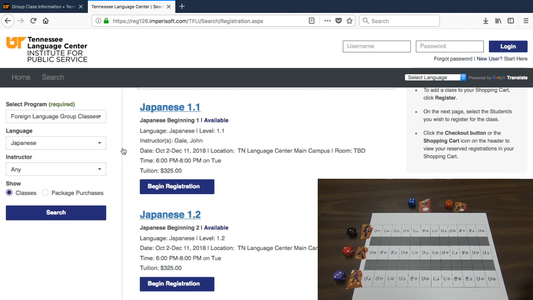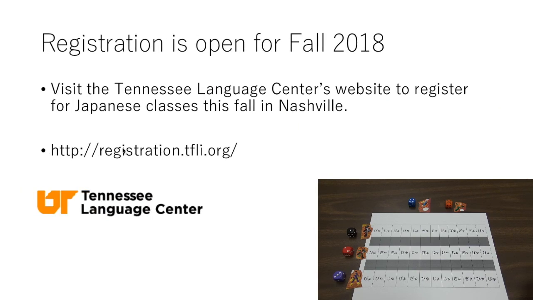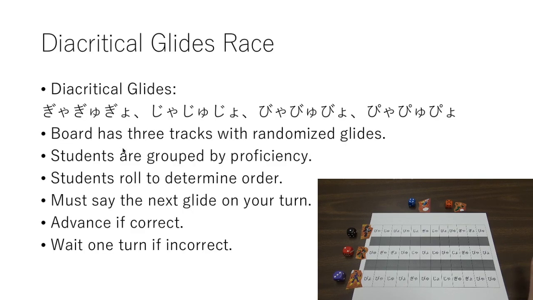And what do you get when you register for one of our classes? Well, you get to play the fun games I design, like the Diacritical Glides Race that I've got right here. Now, what are diacritical glides? This sounds like gya gyu gyo, ja ju jo, bya byu byo, pya pyu pyo. That's what I mean by diacritical glides. And we just learned these this past week in my class.